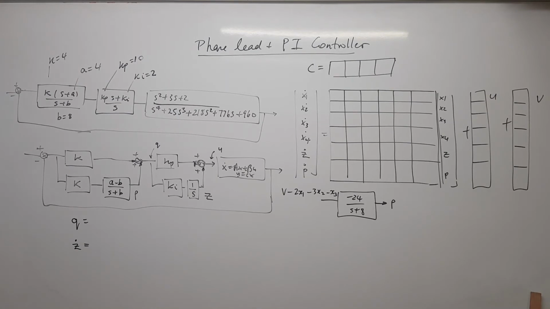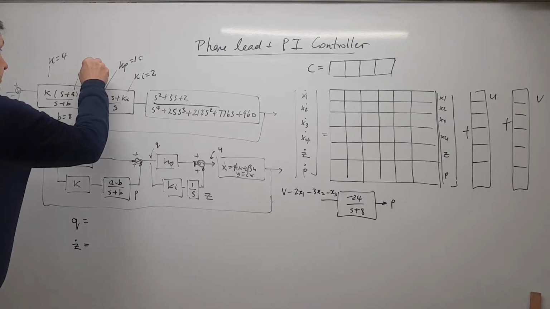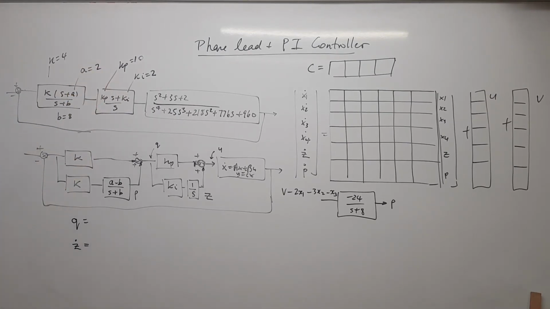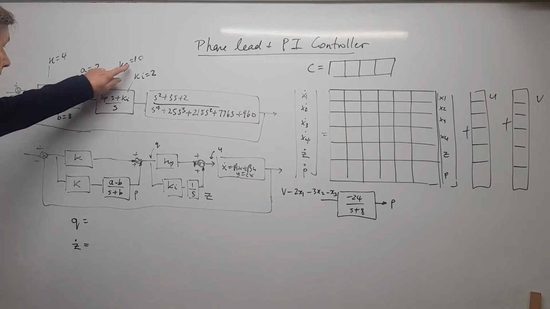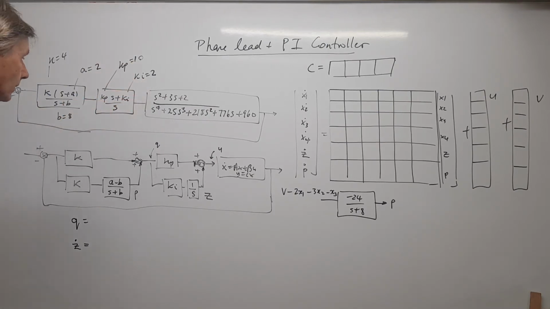No, A is 2 actually. A mistake there. A is 2. Just check my notes here before we get going. Then we've got a proportional controller here of 10 and an integral control of 2.